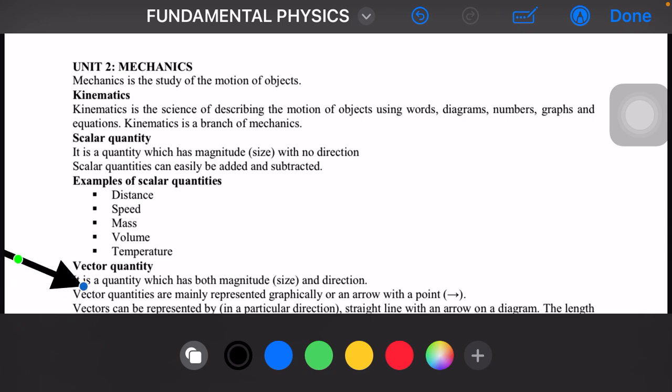Then we go to vectors. A vector quantity is a quantity which has both magnitude and direction. So the only difference between vector quantity and scalar quantity is that scalar quantity has no direction, while vector quantity has direction. What is the same between them is that they both have magnitudes. Such a question can come in the exam, to differentiate or give the similarities between these two, so you need to know.